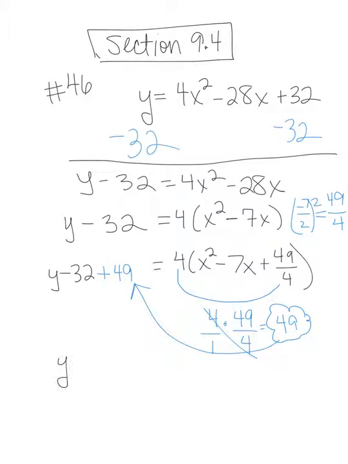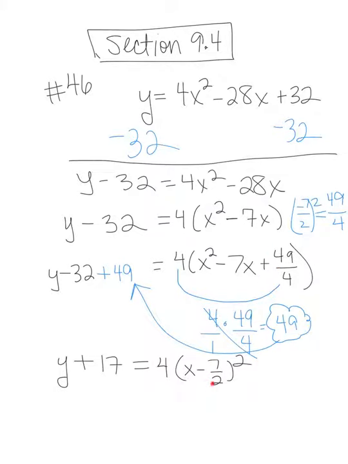So y, negative 32 plus 49, we'll get plus 17 equals, and now we'll write 4 parentheses, and let's factor this. So we made this a perfect square trinomial, and when we factor it, it'll be x minus, because that's a minus sign, and then we use that. So x minus 7 halves in parentheses squared. And we know that 7 halves works because if you have negative 7 halves times negative 7 halves, that gives you your positive 49 fourths.